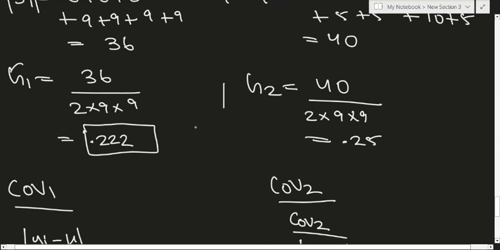Okay, so let's compare which income distribution is more unequal. Basically we can see we have G1, the Gini coefficient of income distribution one, as 0.22 and 0.25 for the second. So here we see that as G2 is higher, whichever Gini coefficient is closer to 0 is more equal. So G2 is more unequal.